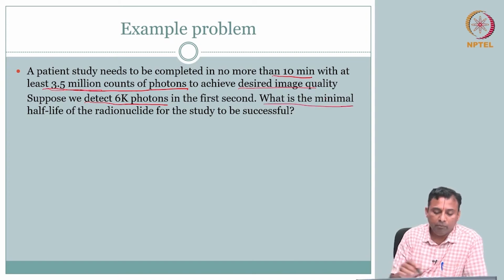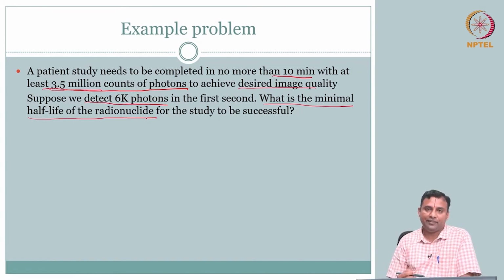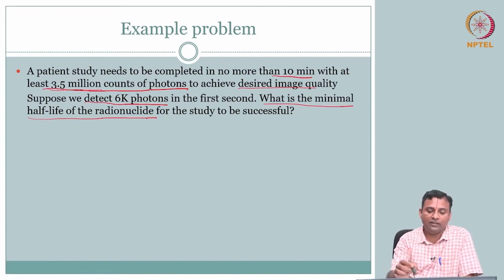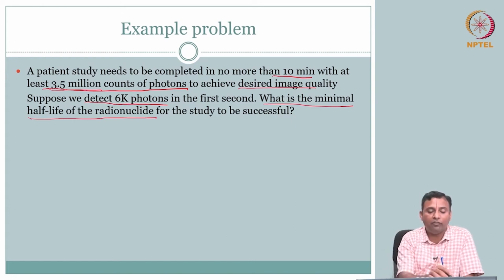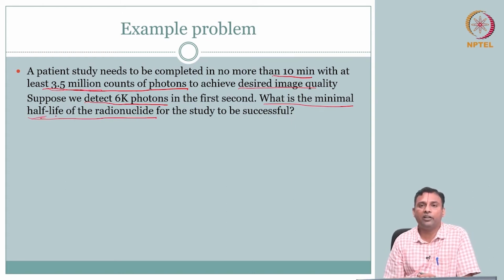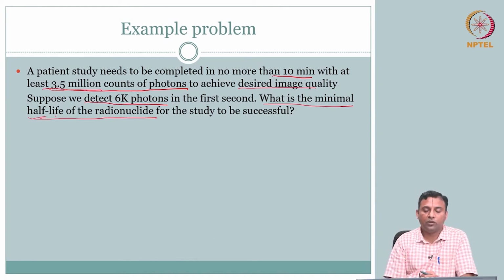What is the minimum half life of the radionuclide? In order to achieve these constraints, what should my radionuclide be, or at least I could have potentially different radionuclides. What is the minimum half life that I should have to satisfy this condition? So what do we do?